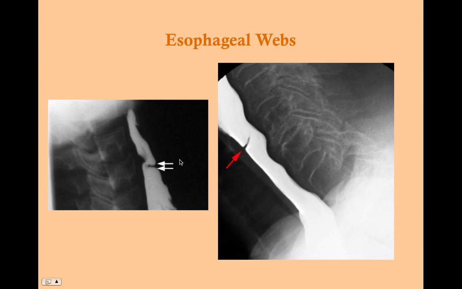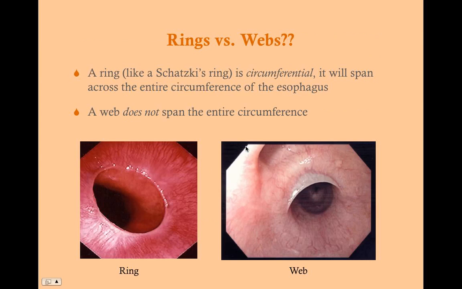And so this is a web here. You can see these are both in the neck. Here's the patient's head right here. So this is the neck. This is the cervical vertebrae. And so you can see that this is clearly not a ring because there's no narrowing on this side. Same here. You've got narrowing here, but no narrowing on this side. So this is a web. It would look like this. You've got the narrowing here, but no narrowing here.